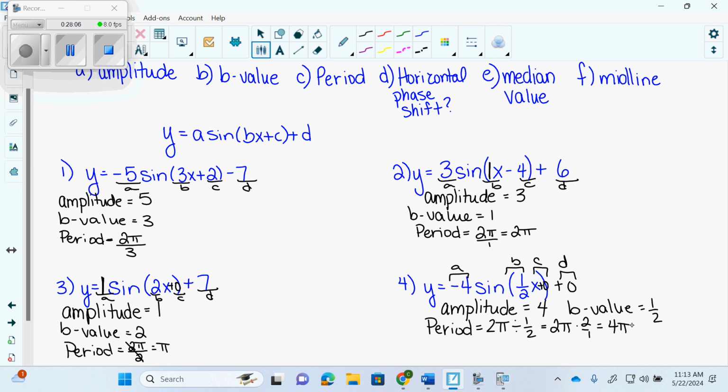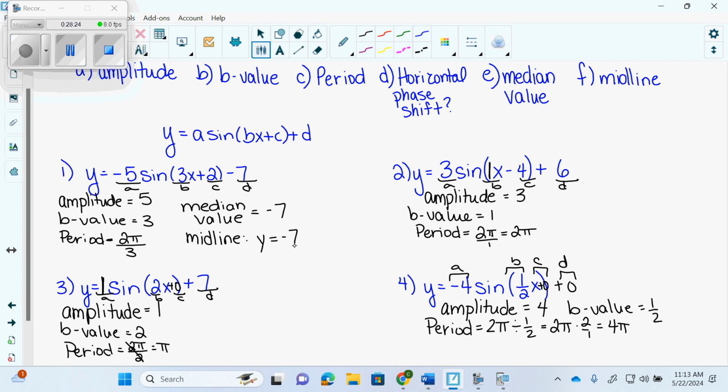Okay, the median value is easy. It's just your D. If it's negative, it's negative. Then the midline is easy if you know the median value, because what's the midline? Y equals the median value, correct?